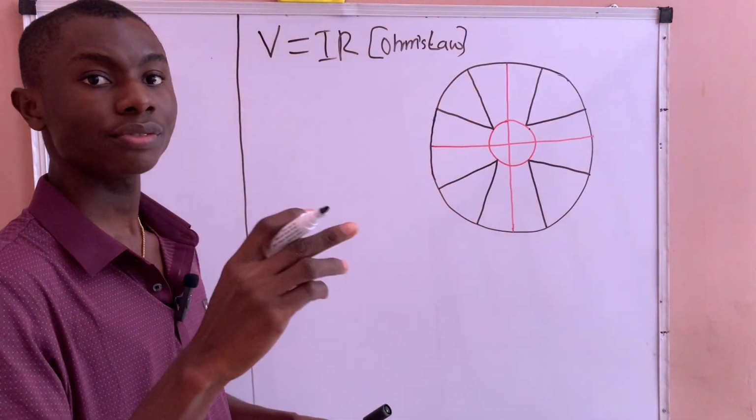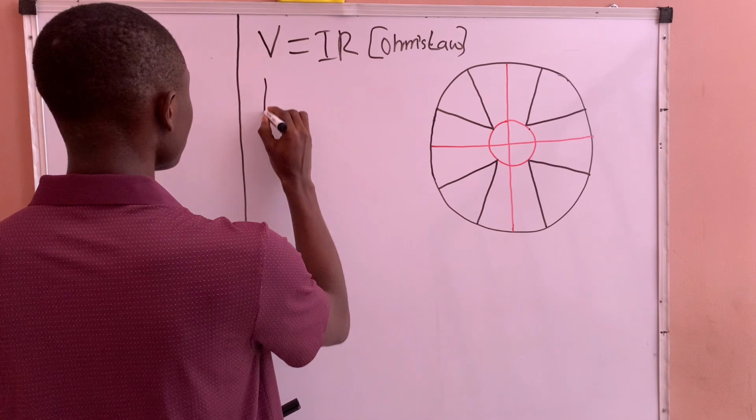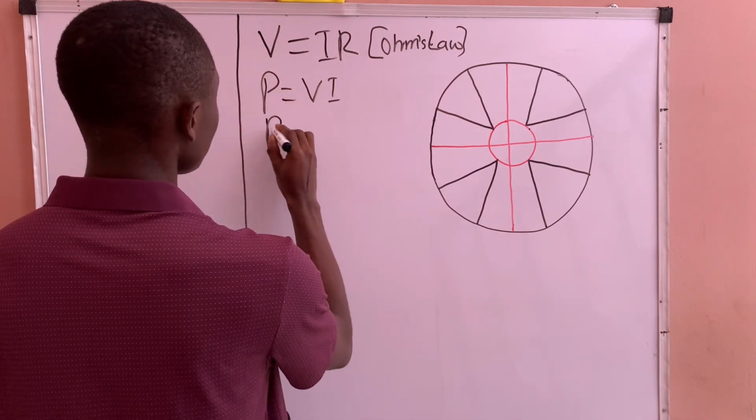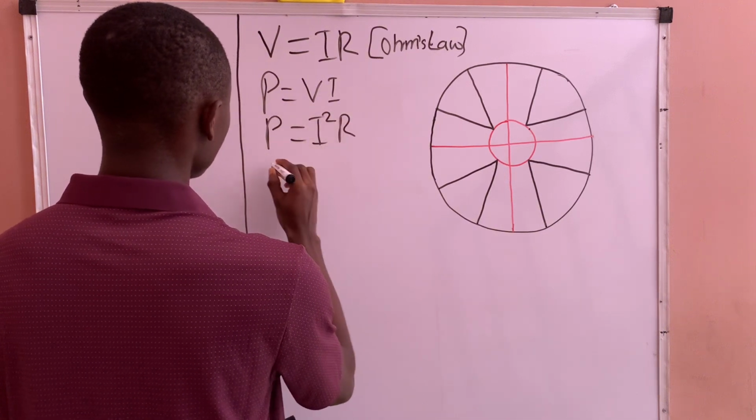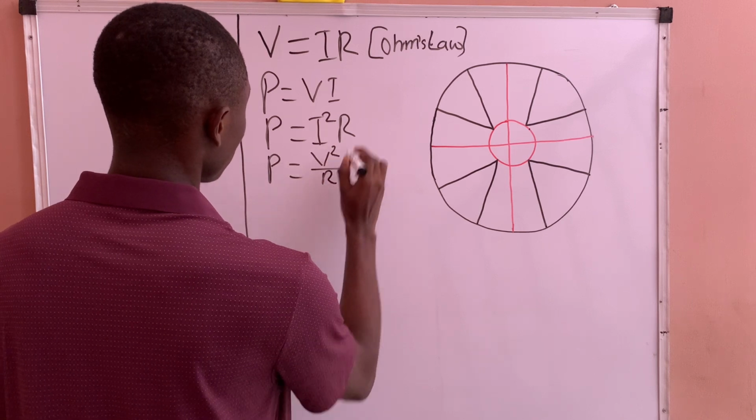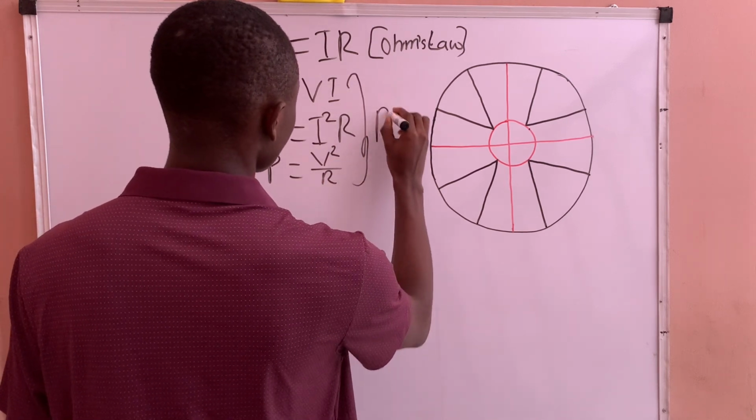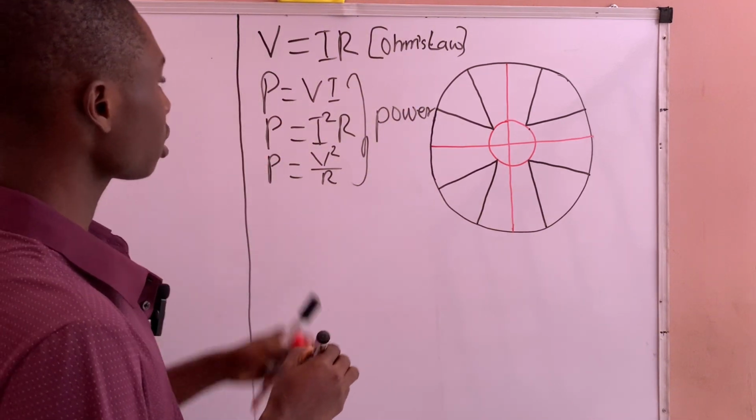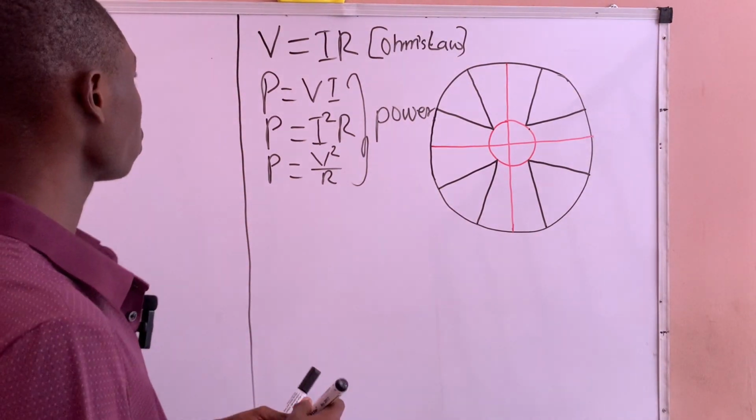And we have three formulas for power, which are P is equal to VI, P is equal to I squared R, and P is equal to V squared over R. These entire formulas are power formulas. So these are the two formulas that we will derive the formula way from. So let's dive into it.